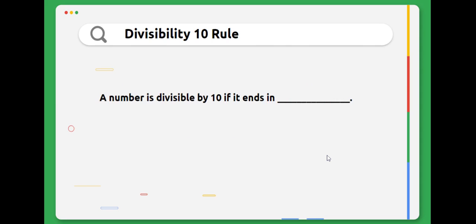All right, our last one, the divisibility 10 rule. This is another easy one. A number is divisible by 10 if it ends in a 0. So 50, 60, 70, 80, any of those, because they end in a 0, I can divide it by 10.